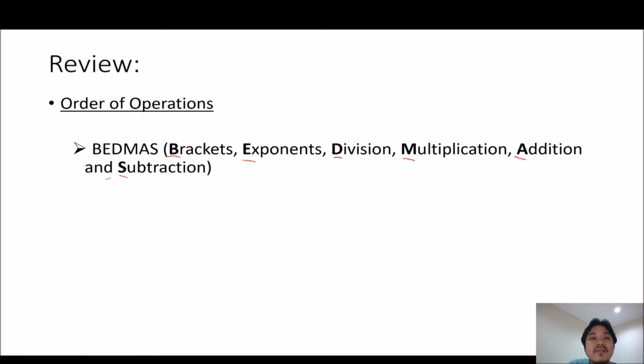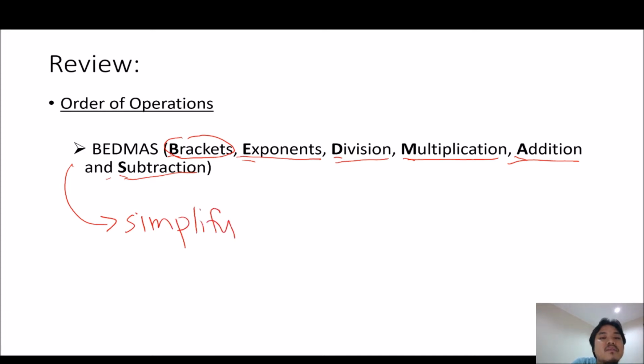The order tells you that we should simplify the terms inside the brackets, followed by simplifying exponents, then doing division and multiplication, and the last is doing addition and subtraction. So BEDMAS helps you in simplifying an expression. Okay, but later on, we will connect the order of operations when solving two-step equations.